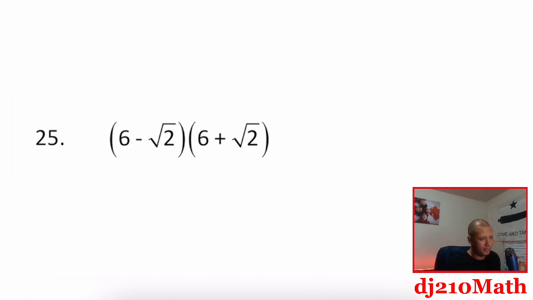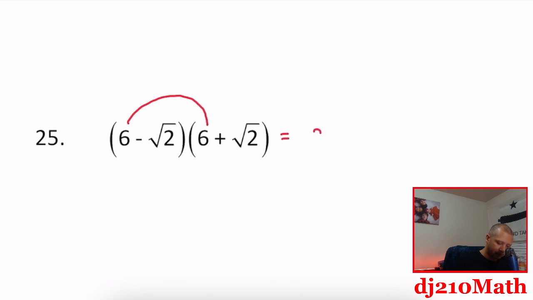Okay. Right away I can recognize this is a conjugate pair. Now, did we talk about conjugate pairs? I feel like we did, but nevertheless, FOIL is the way to go.